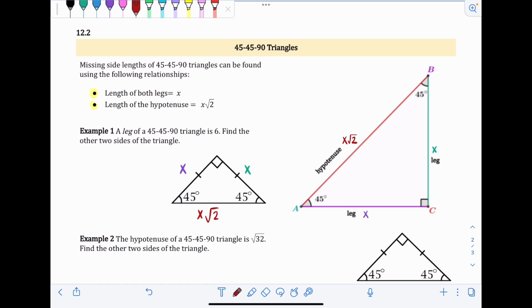So for this one, we're given that the leg is 6. So I'm going to say x equals 6. That's going to be the same thing as this x over here. And that 6 for x can go in right there to give us the hypotenuse as well. So this would be 6 times root 2, and I would just leave it as is. So both legs are 6, and the hypotenuse is 6 root 2.